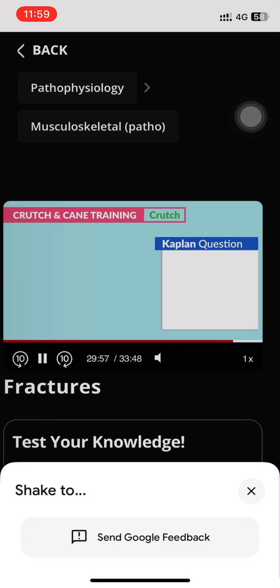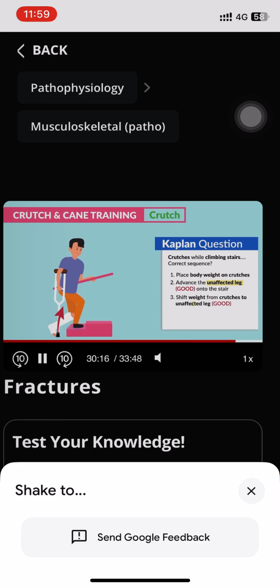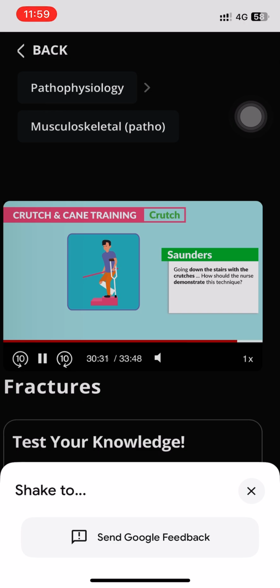So Kaplan mentions, crutches while climbing stairs, the correct sequence. Number 1, place the body weight on the crutches. Number 2 is advance the unaffected leg, the good leg, onto the stairs. Remember, up with the good first. Number 3, shift the weight from the crutches to the unaffected leg, the good leg. Then, using the good leg, number 4, bring the crutches and the affected leg, the bad leg, up to the stair.